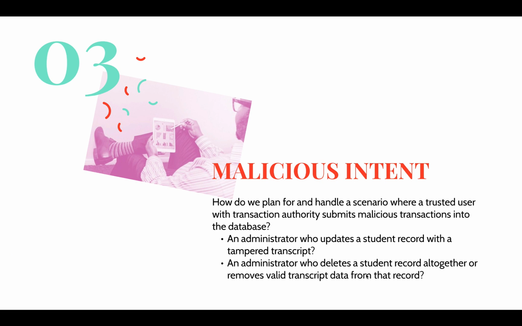The third one is malicious intent. So how do we plan for and handle a scenario where a trusted user with transaction authority submits malicious transactions into the database? Imagine, for instance, an administrator who updates a student record with a tampered transcript. We don't like to think of these edge cases, but they're, of course, perhaps the most important. If a student paid an administrator to upload a fake transcript that presents them in a false but more valuable light, how do we protect against that if the administrator has transaction or update access? Similarly, an administrator who deletes a student record altogether or removes valid transcript data from that record.